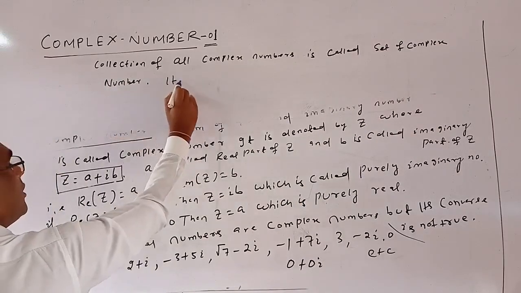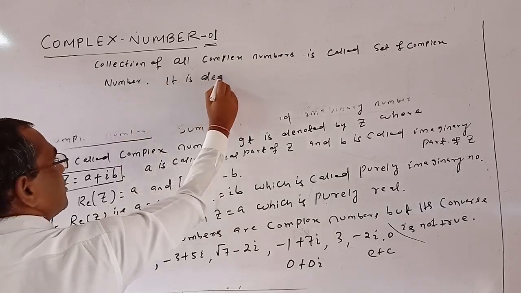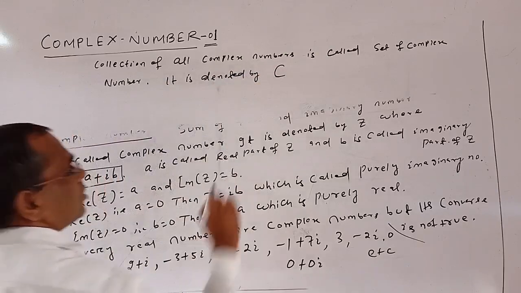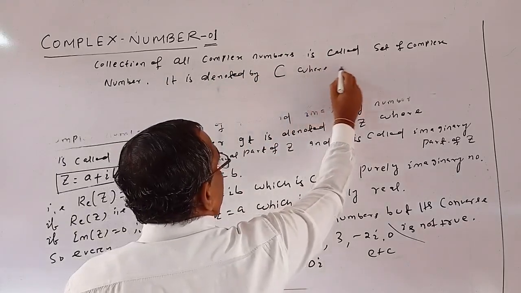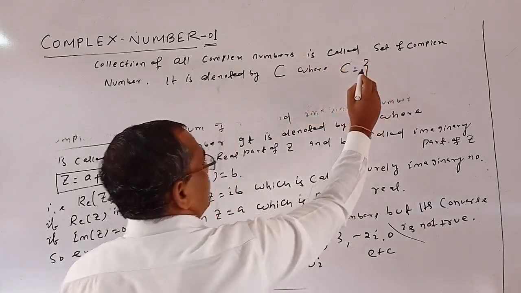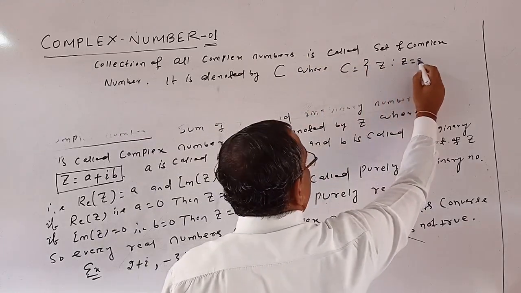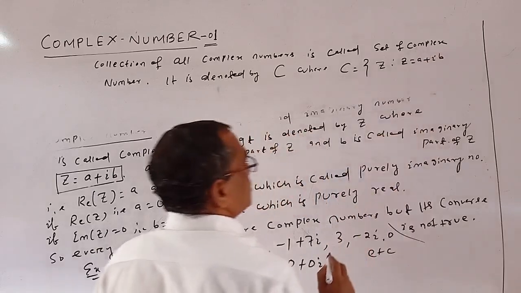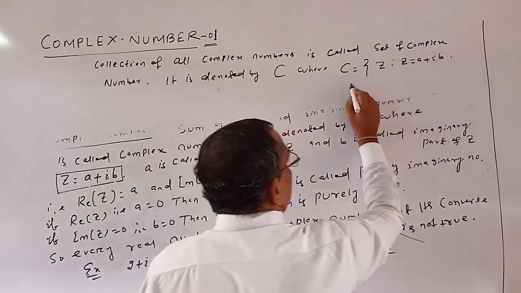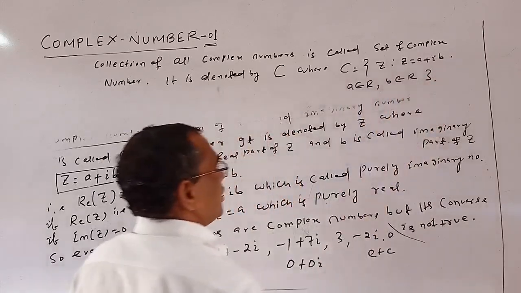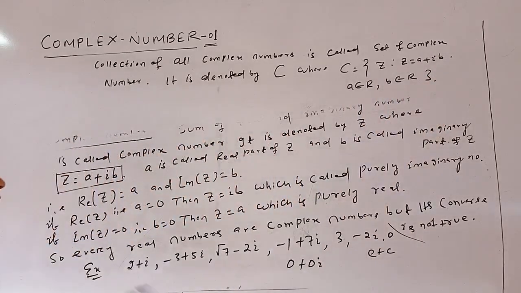And it is denoted by capital C, where capital C is the collection of complex numbers z, where z equal to a plus ib, a belongs to R and b belongs to R. a is a real number, b is a real number, but ib is called an imaginary number.